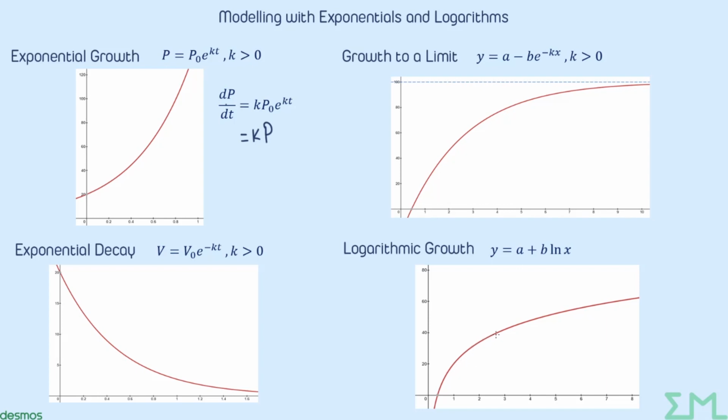And then finally we may also encounter logarithmic growth, which is where we need something to grow very slowly but not to have a cap on it like it did with the growth to a limit example above. Okay, so this line has a similar shape to the one above, but this line will continue to grow, but at a diminishing rate. Okay, let's have a go at some questions so we can see all this in practice.